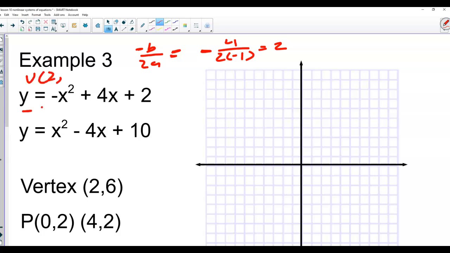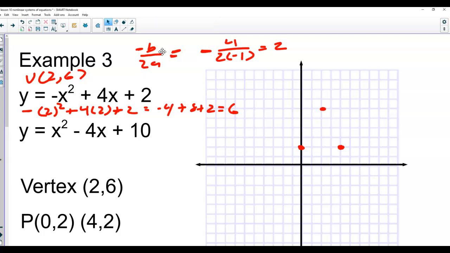When I plug that in, negative 2 squared plus 4 times 2 plus 2, it's 2 squared, it's 4, and then the negative is applied. So negative 4 plus 8 plus 2 gives me 6. So my vertex is 2, 6. If I plug 0 in for x, I get y is 2, and then over 2, over another 2, 4, 2 are my points.